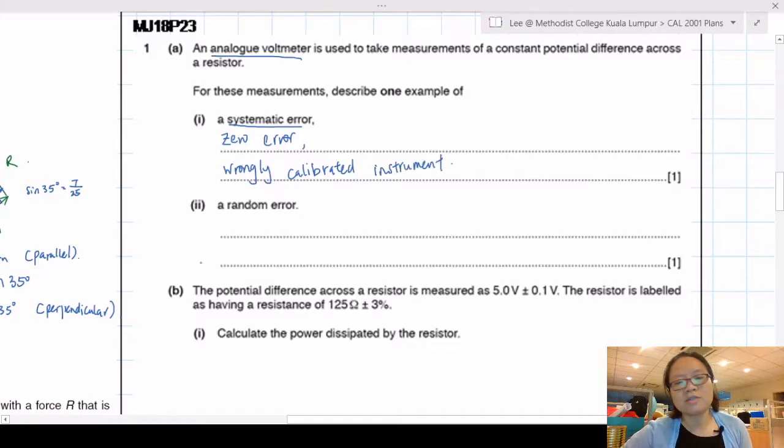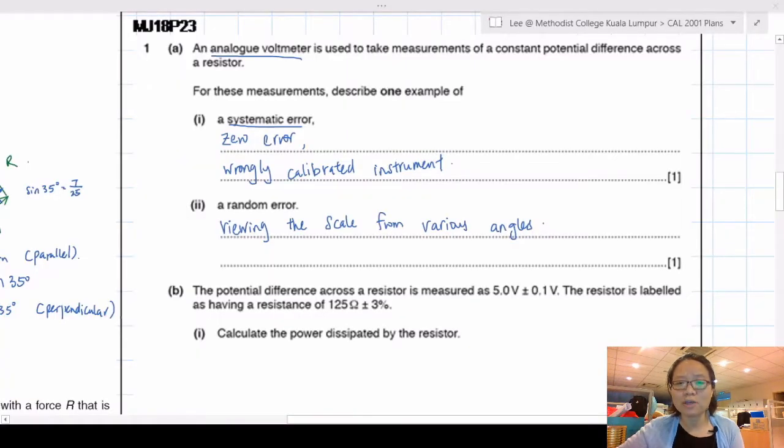So reasons for systematic error is errors that happen again and again all the time. So like zero error, or you use the instrument wrongly. Okay, random error is you view the scale from various angles at different times. You were distracted lah, you play your phone, then you just look at the scale differently lor. Random, you cannot tell what will happen.